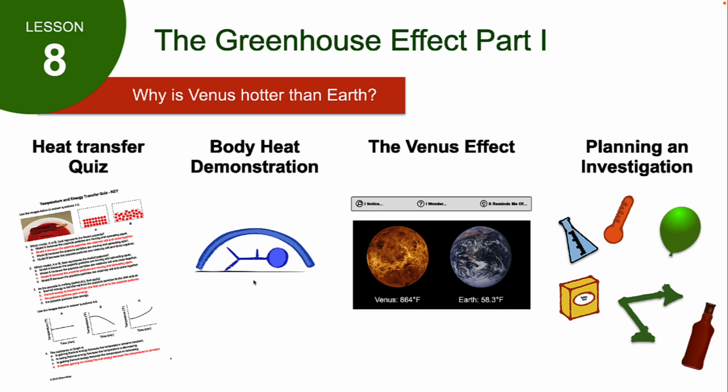We then ask students to consider how a person with a blanket could be like a planet radiating heat out into space. But then we show students our new phenomenon, that Venus is hundreds of degrees hotter than Earth, and ask them to wonder, why is Venus so hot?